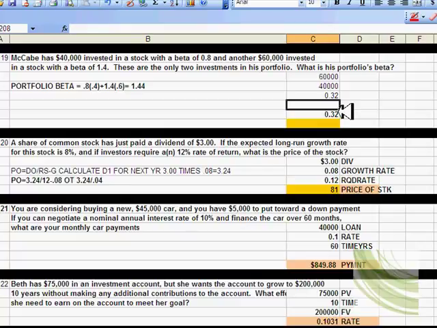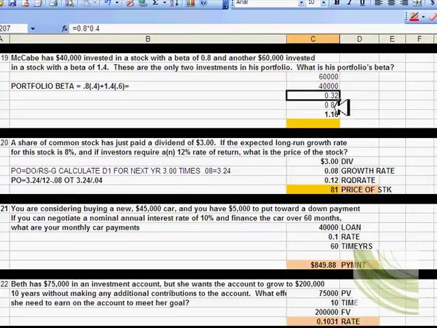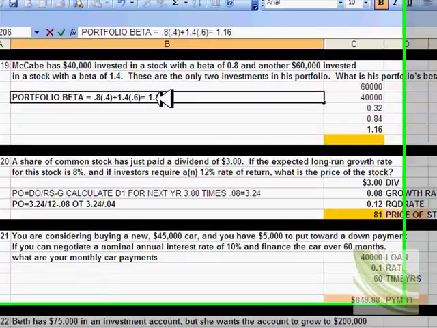So this equals 1.4 times 0.6, enter that. So that is what 1.16 is there. So this is incorrect. Let me delete that. So 0.8 times 0.4 is 0.32, and then this is 1.4 times 0.6, so this is 0.84. So when you add these two and click on sum, 1.16 is the new portfolio beta. So that's how you would calculate that, 1.16.